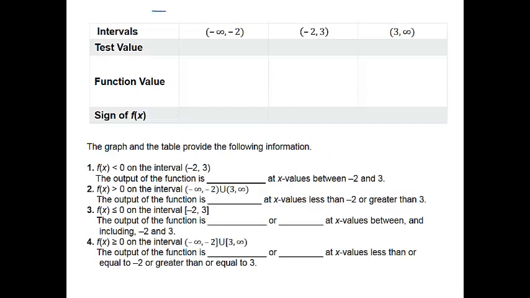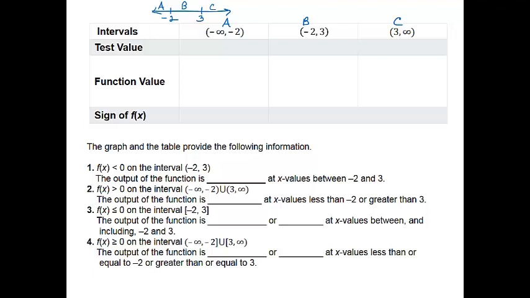So notice what we said. Our zeros were negative 2 and 3. So the intervals around these are from negative infinity to negative 2. Some people like to identify those as interval A. Between negative 2 and 3, interval B. And to the right of 3, which is from 3 to infinity, we'll call that interval C.